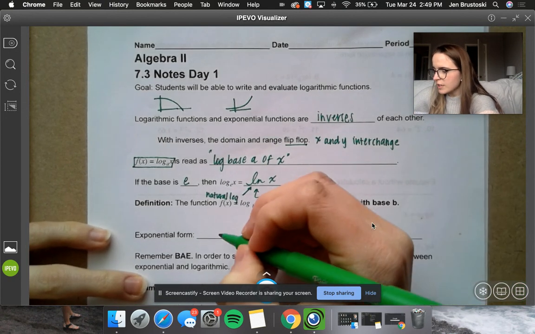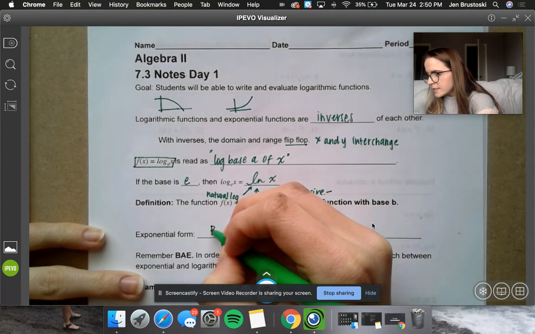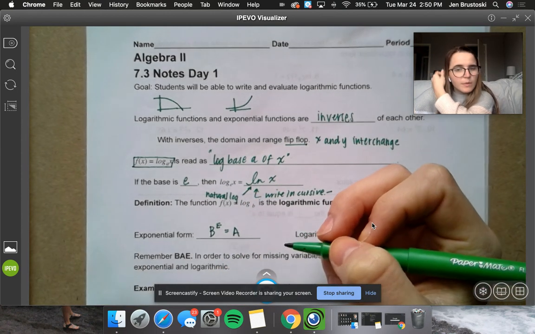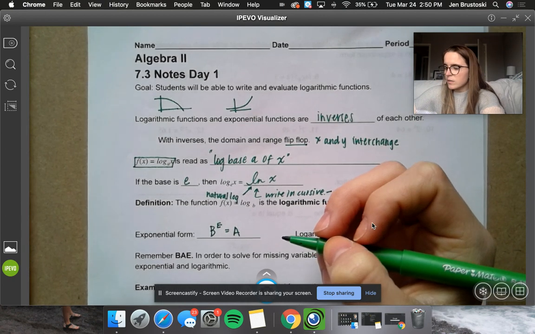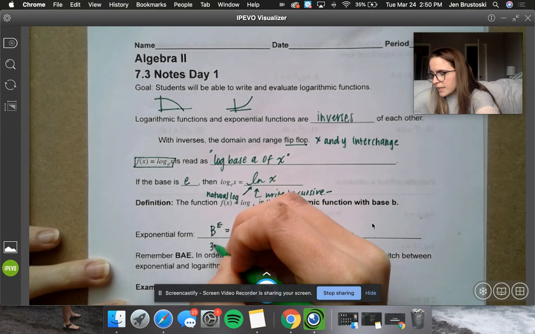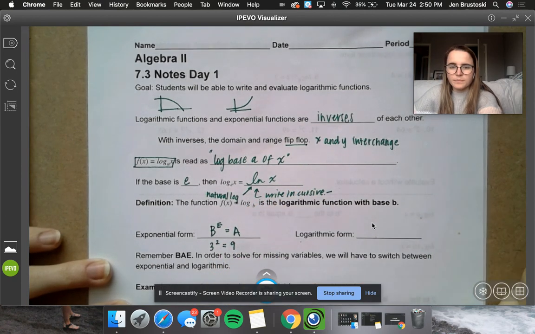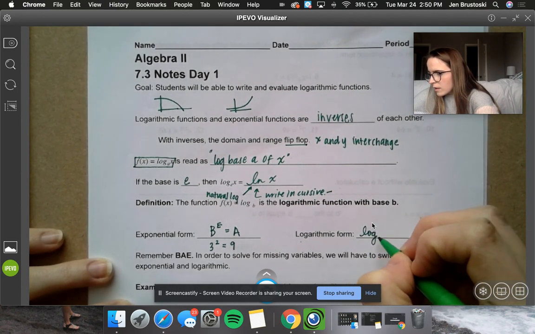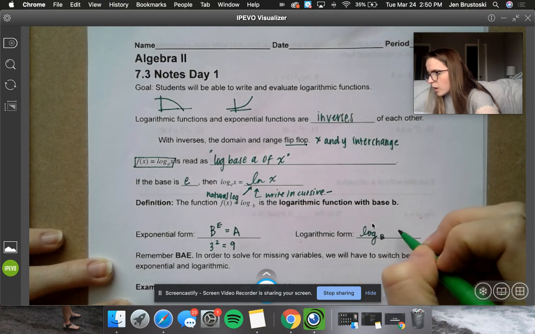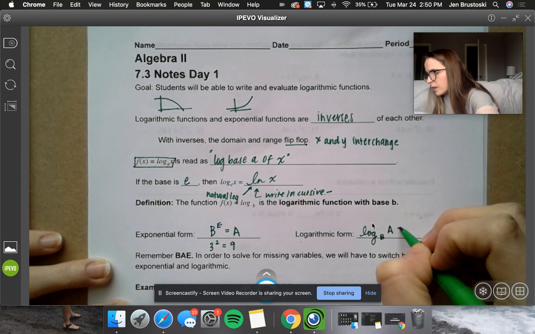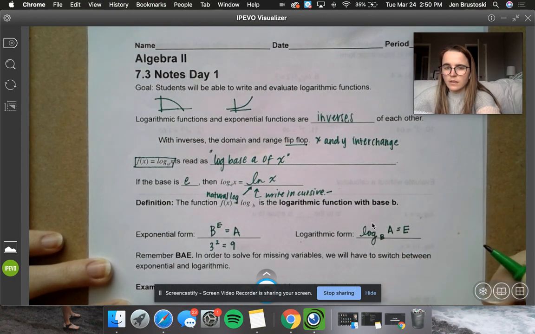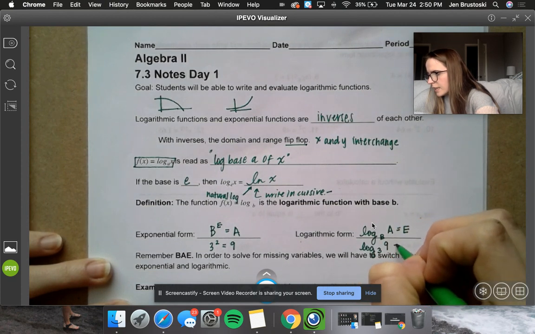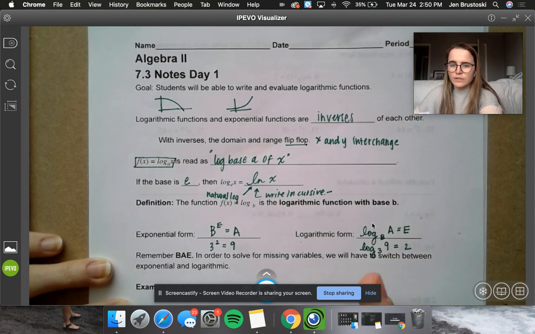If we are looking at a function in exponential form, we have our base, we have our exponent, and then we get some kind of answer. So base, exponent, answer. That's just how we write exponents. An example of that would be 3 squared equals 9. In logarithmic form, however, it's going to be in the form log base b of a equals e. So that would be the same thing as log base 3 of 9 equals 2. Those values just switch around.